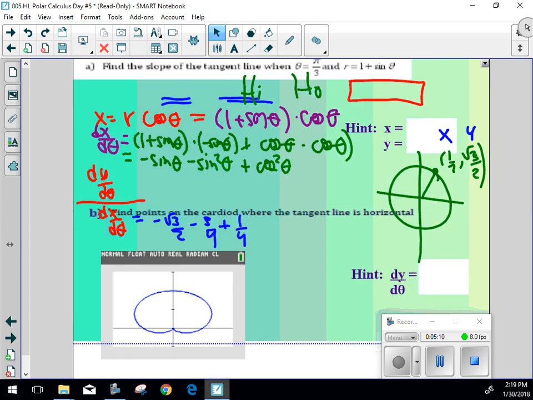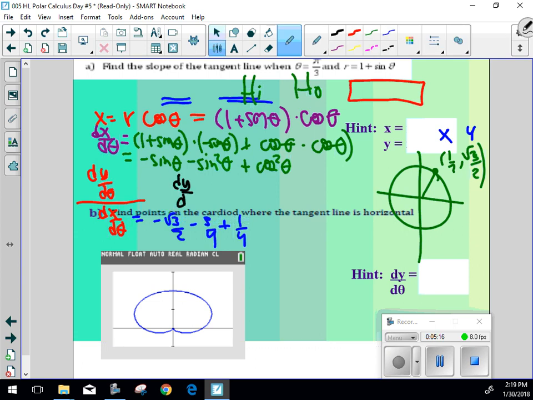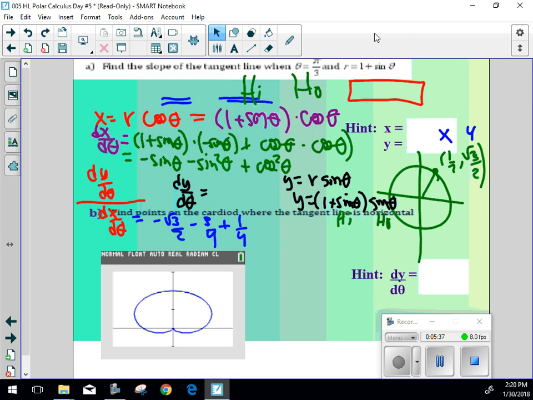Now I want you to find dy d theta, and I'm going to have you do it. Now we're going to find dy d theta, and it starts with y equal to r sine theta, and we replace that r with 1 plus sine theta. And you have to, unfortunately, do the hi-ho. Please do that. Give that a go right now. Give me the dy d theta. Take a little time. You got a hi-ho in there.